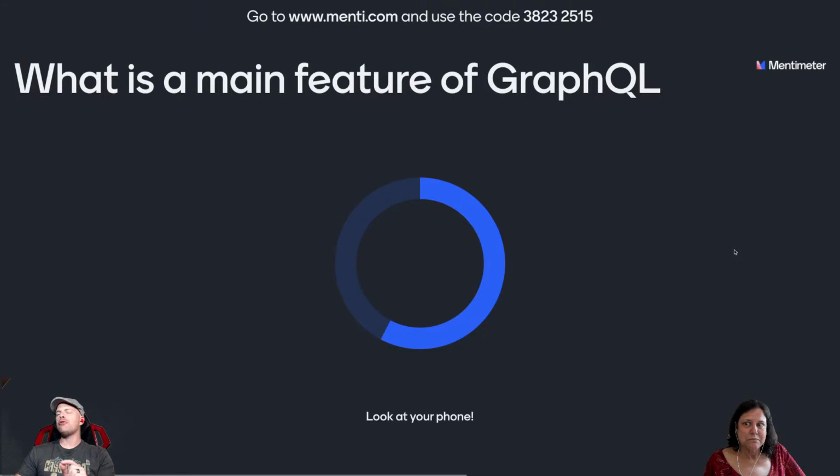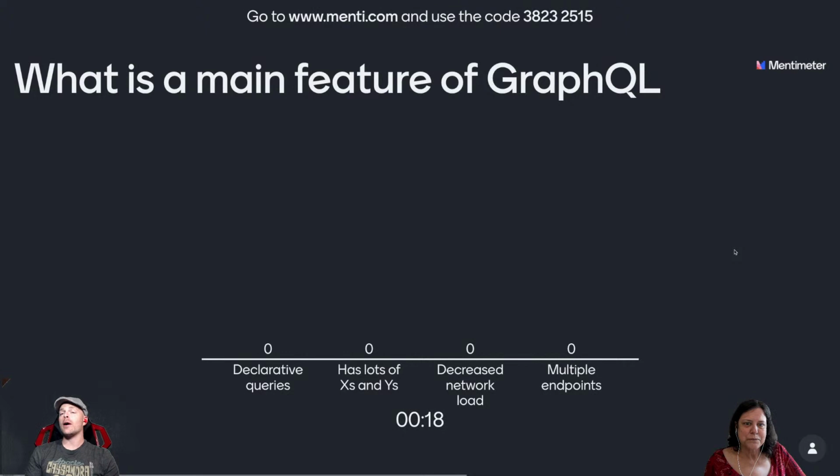What is a main feature of GraphQL? Declarative queries, has lots of X's and Y's, decreased network load, multiple endpoints.